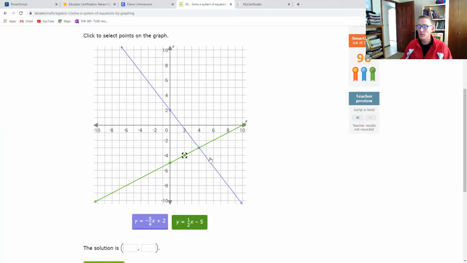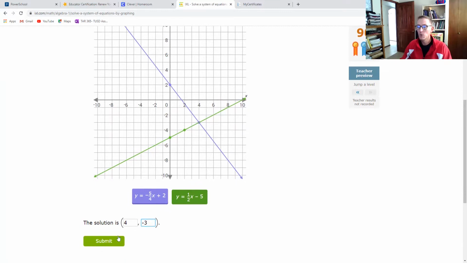And now I am looking for the point of intersection, which is right here. So the point of intersection is over 4, down 3. So the solution is 4, comma, and then I'm going to type in -3. And then I submit it. So you're going to graph both lines using the mx plus b shortcut. And then you're going to find where the 2 lines cross and you submit.